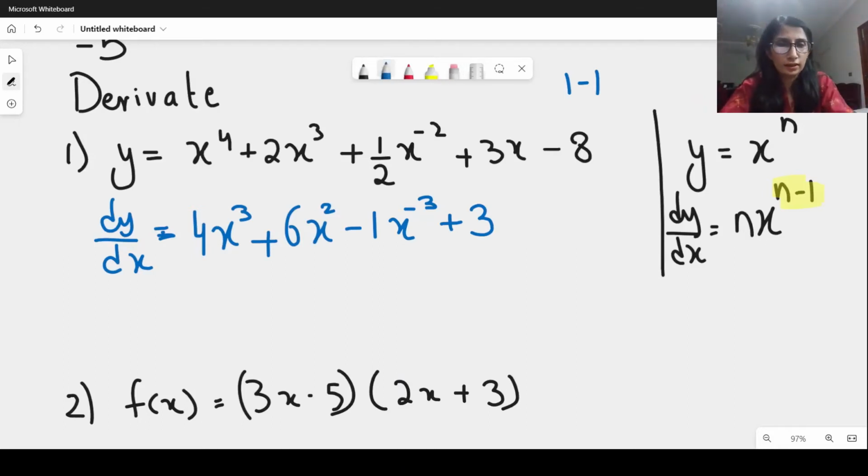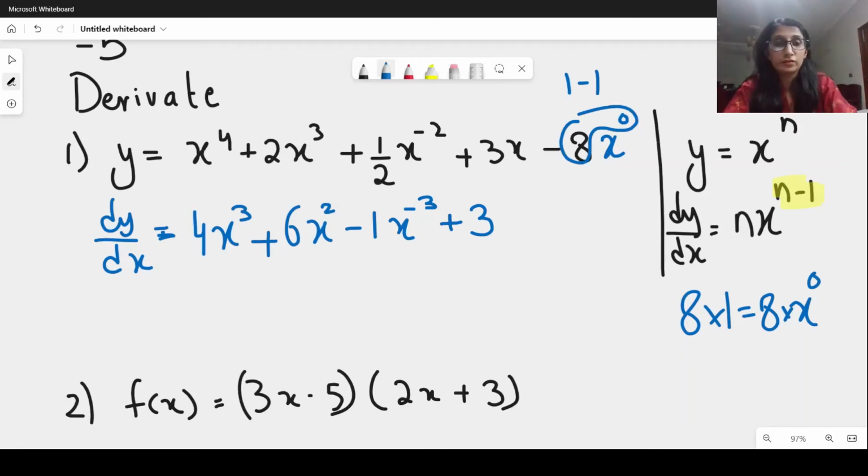So here right now the power of x is 0, since 8 times 1 is equal to 8 times x power 0. So now you multiply these two, that gives us 0. So minus 0 times x power gets reduced by minus 1. Again, anything multiplied with a 0 is a 0, so no need to write any of this. So the answer ends at plus 3 because the derivative of minus 8 is just 0. No need to mention that.